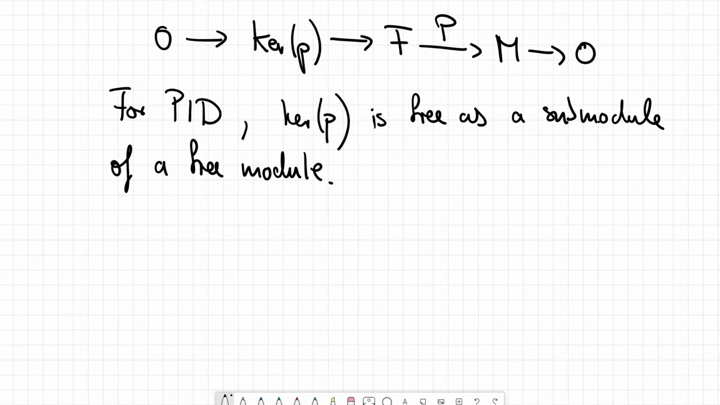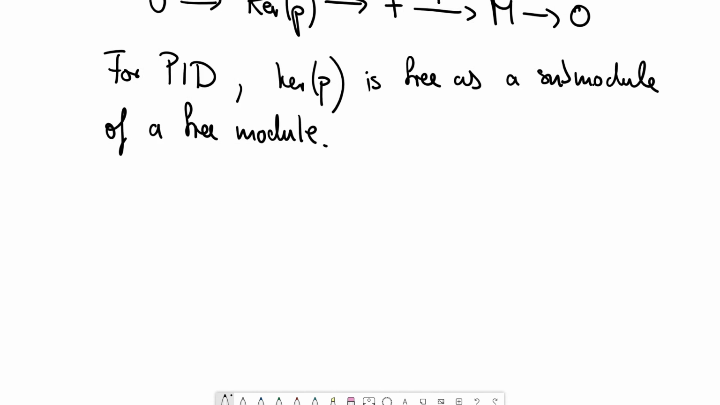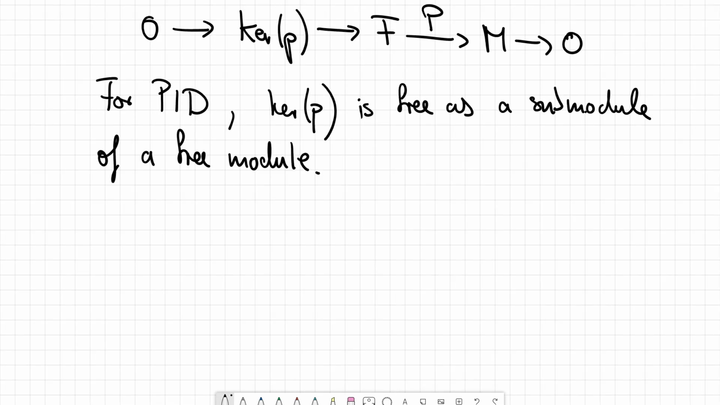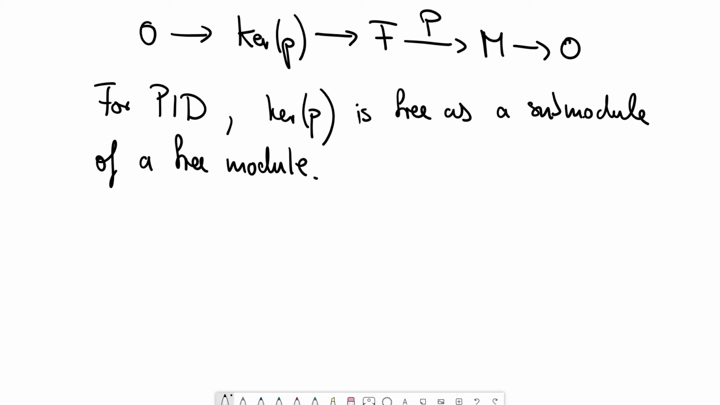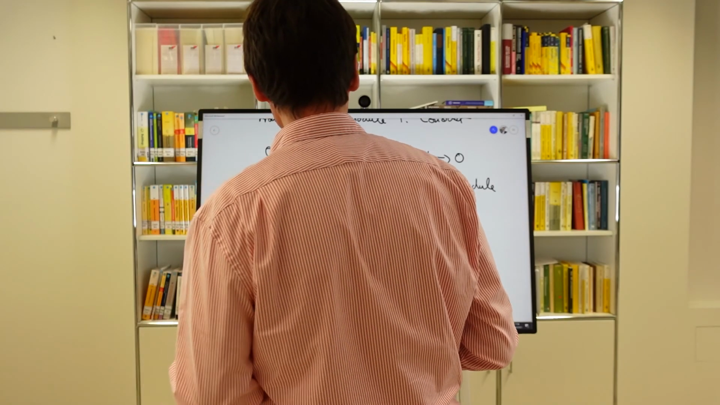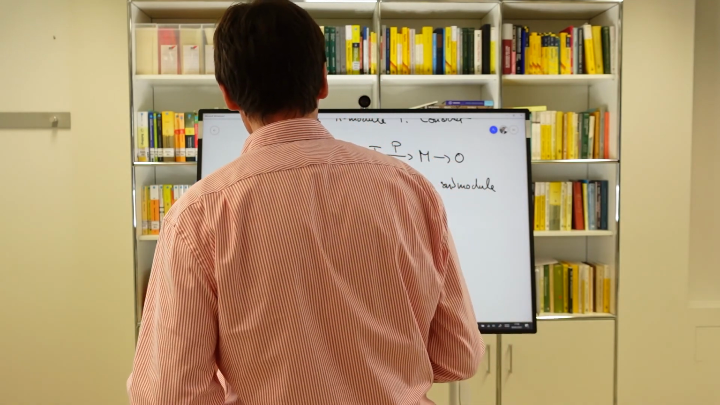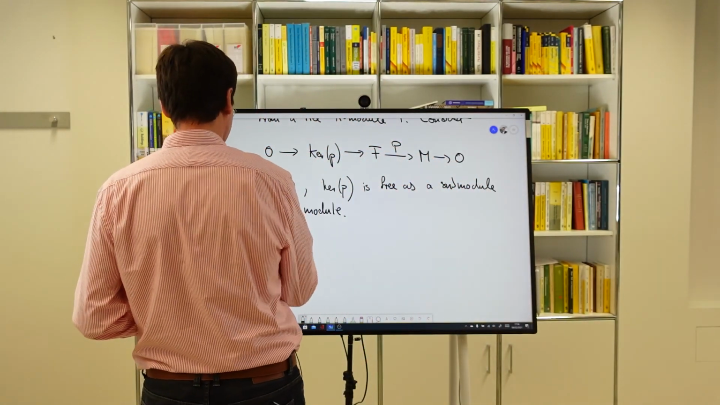So this fact for principal ideal domains is of course something that we won't prove now. That's a fact from algebra. I don't know, what's your favorite book? Where to look this up? I don't know. There are many. It's for sure in Bosch and in Lang.